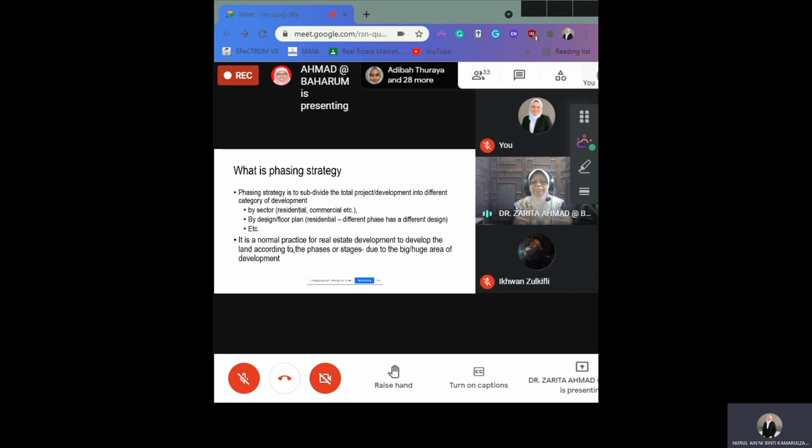So meaning that if you have a piece of land, let's say your land is huge, 1,000 acres, maybe you don't want to develop 1,000 acres in one shot. So you phase that project into different categories of development, according to the sector. Maybe you say, this part we are going to do residential first. Once residential phase one has completed, maybe we do phase two. The second one is commercial, to support whatever the residents might want: shops, grocery, cafe. You start with the commercials.